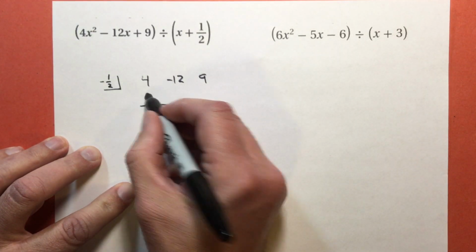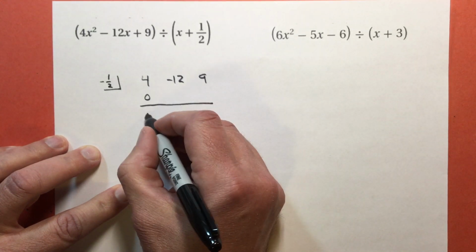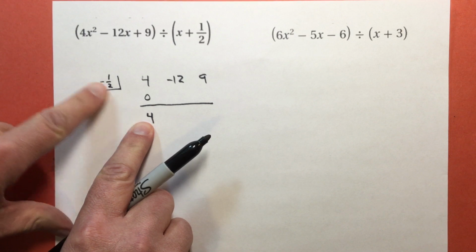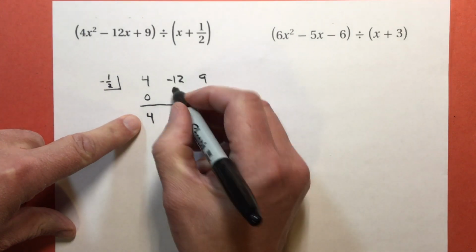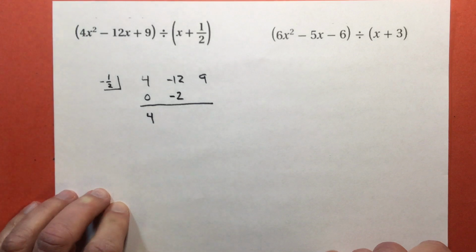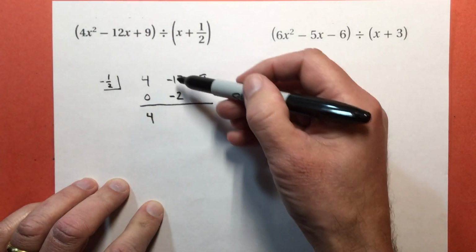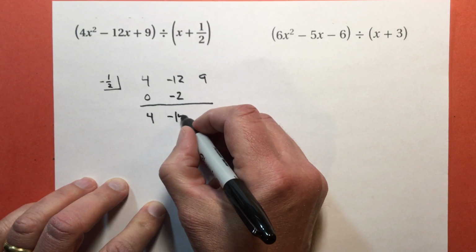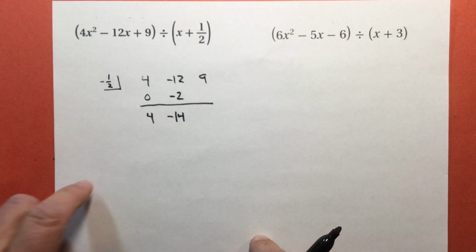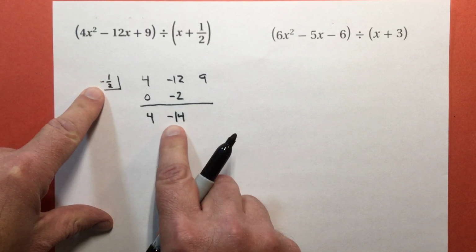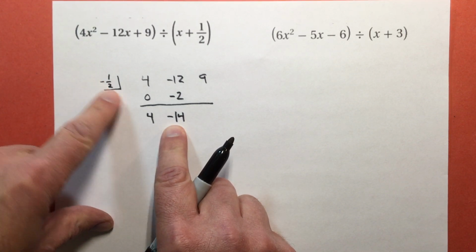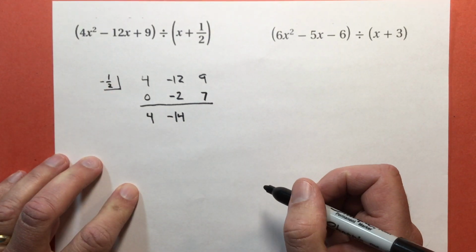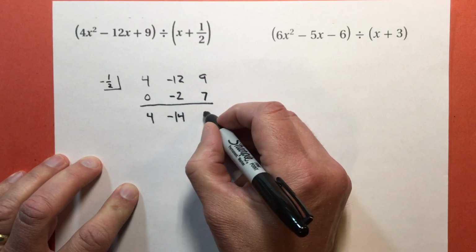So again, if I put my 0 here just to start, 4 plus 0 is 4. Now I'm going to multiply these two things. Negative times positive is negative. Half of 4 is negative 2. Add this column. Negative 12 plus negative 2 is negative 14. Negative times negative is a positive, and half of 14, or 1/2 times 14, is 7. Now I'm going to add this last column. 9 plus 7 is 16.